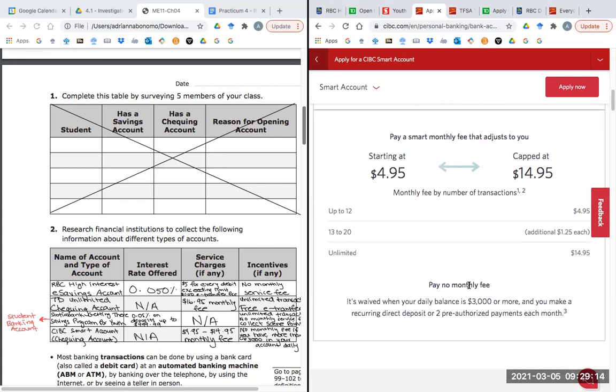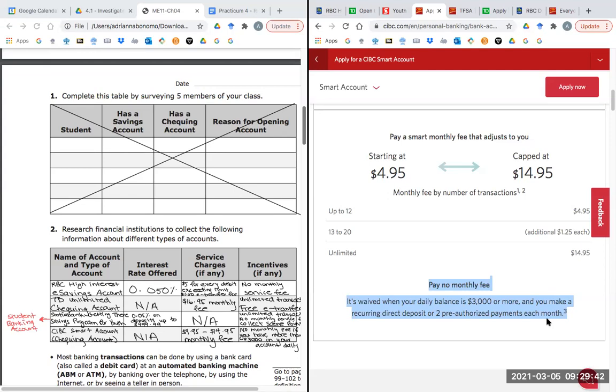So an incentive with this is right here. It says you pay no monthly fee if your daily balance is $3,000 or more. So if you don't want to pay that monthly fee, the idea is keep $3,000 in your bank account every day. You won't have to pay it. That's smart because it forces you to make sure that you have at least $3,000 in your bank account every day.